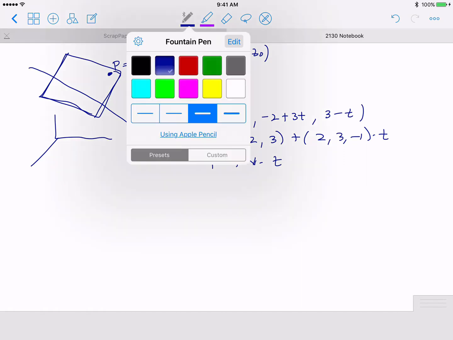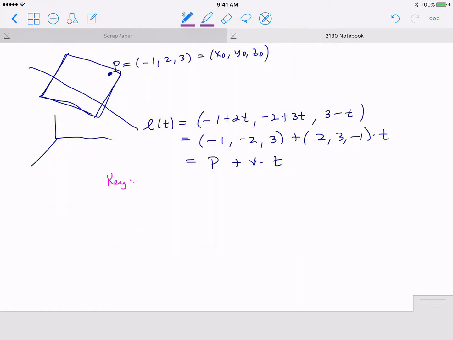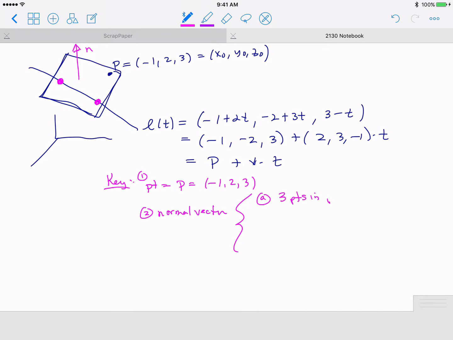Okay. Keeping in mind that the key ingredients we need: a point, which we have. We'll call this the point P, (-1, 2, 3), so we're good there. And we also need a normal vector for this plane. It always comes down to finding the normal vector. Well, the normal vector can be constructed by perhaps finding 2 points along this line. So now I have 3 points in the plane. So the first step there would be to find 3 points in the plane.